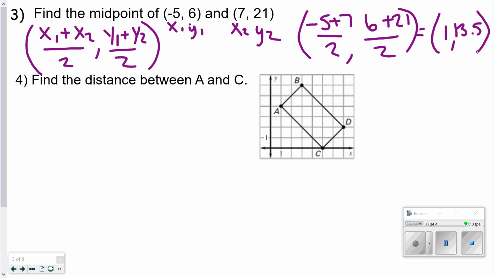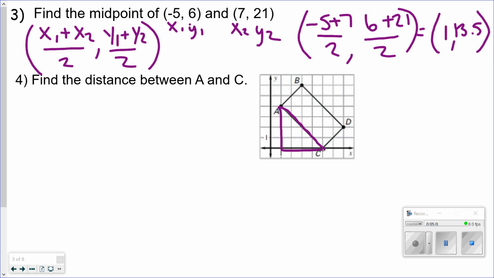Number 4, find the distance between A and C. So I'm going to mark this out. Now there's two different ways we could do this. One, by using the distance formula, or 2, using the Pythagorean theorem. I'm going to use the Pythagorean theorem here. Before I use it, though, I need to draw out my right triangle. So now in purple, you should see a right triangle.